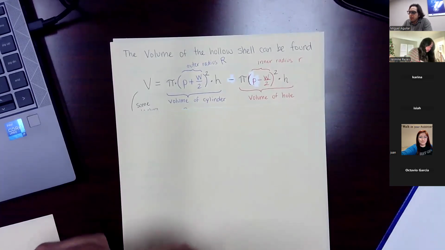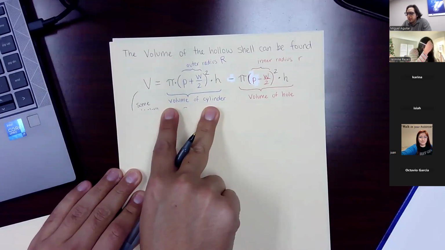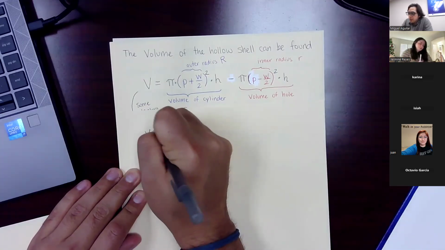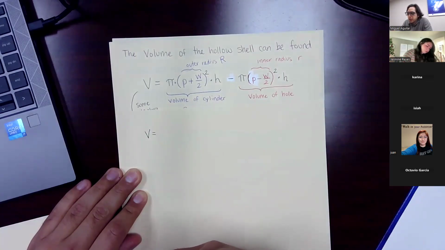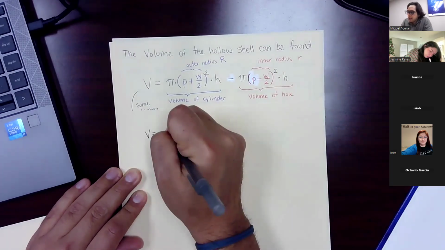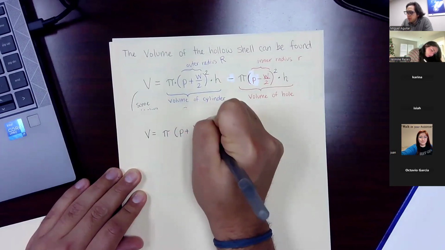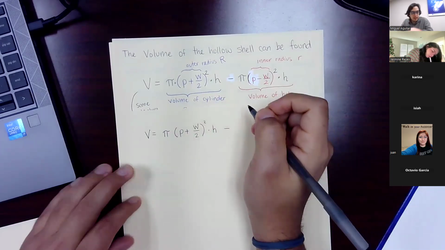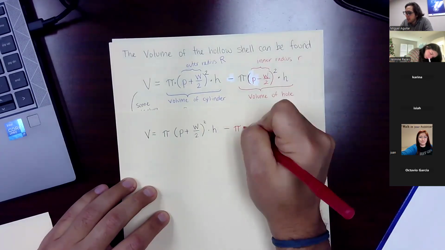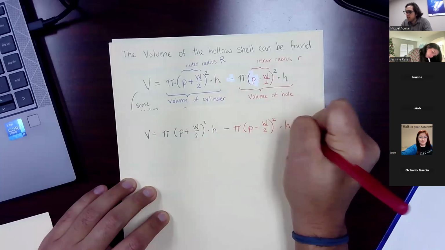It should be a pretty easy lift, or really easy to believe, that we're just taking the volume of a cylinder and then subtracting the volume of the hole, right? But the algebra to make it turn into that much simpler formula is, I mean, kind of a lot. So let's think about this. We have pi times (p plus w over 2) squared times h minus, I'm going to use a red pen here to rewrite this, pi times (p minus w over 2) squared times h.